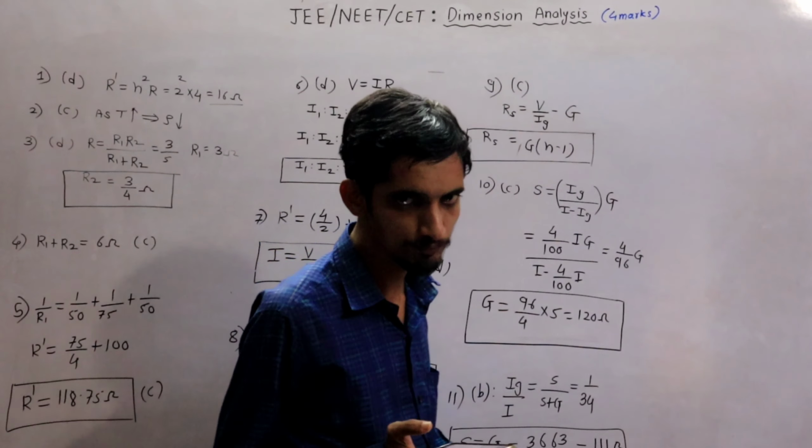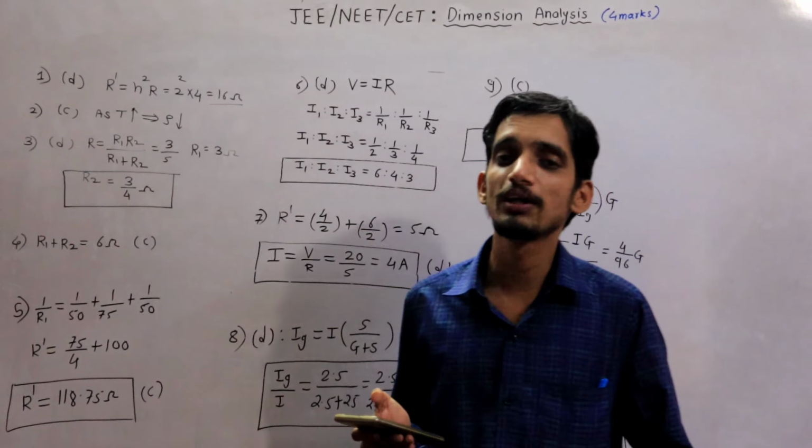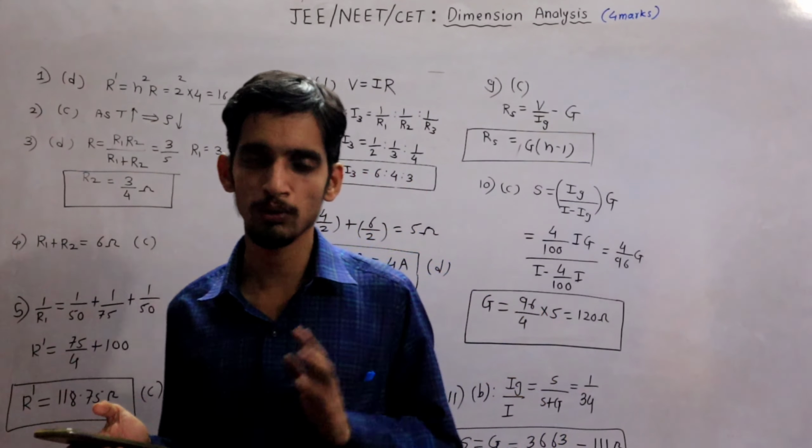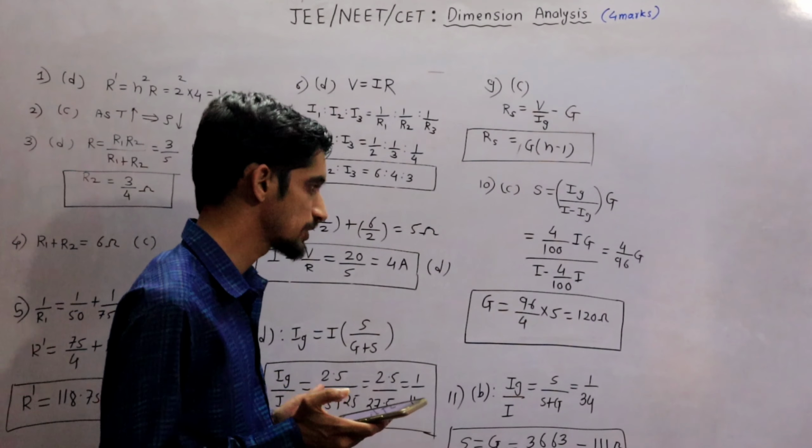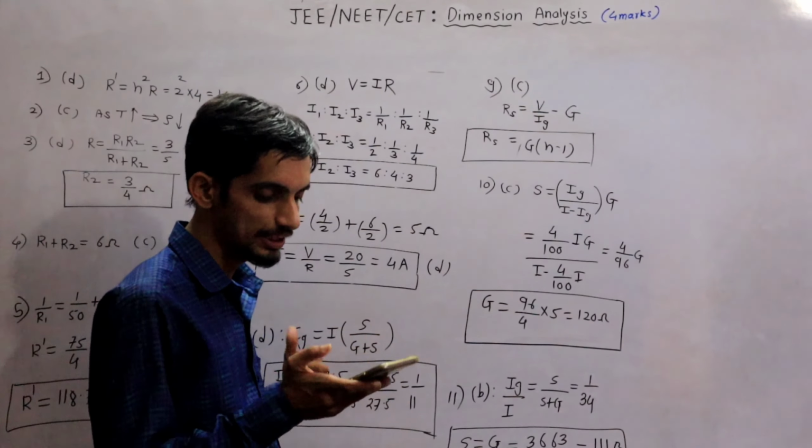As you know, the shunt resistance is very much less than the galvanometer resistance in the case of an ammeter. That's why the answer is 1 by 11. Option D is the answer for question number 8.